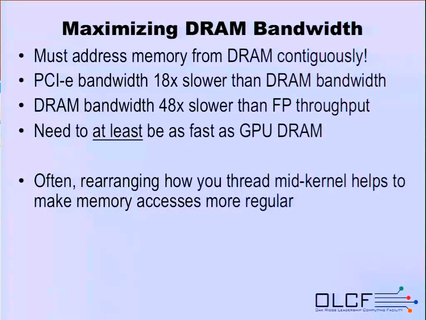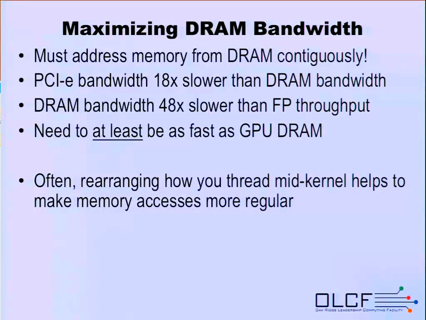The bandwidth on the PCI Express bus is 18 times slower than the bandwidth on the DRAM. The DRAM is 48 times slower than the floating point throughput in double precision. It's about 50% worse in single precision. So it needs to be at least as fast as the GPU DRAM. If you're not maximizing the bandwidth on the GPU device, you're not going to get anywhere close to the performance you're wanting to get out of GPUs.